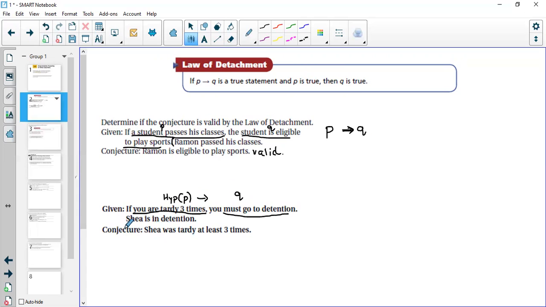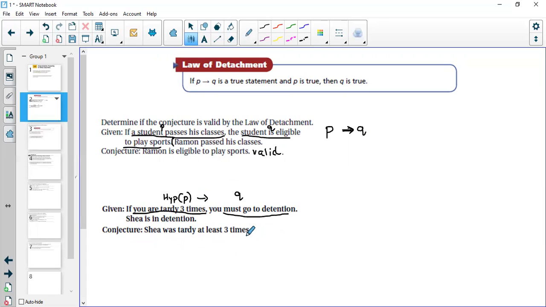Now Shia is in detention. The conjecture is Shia was tardy at least 3 times. So they are saying because Shia is in detention now, she was late at least 3 times. Now, how can we say this is valid or invalid? Just think, if a person is going for detention, that's punishment. Is it only because they are going to be late? It could be for any other reason too.